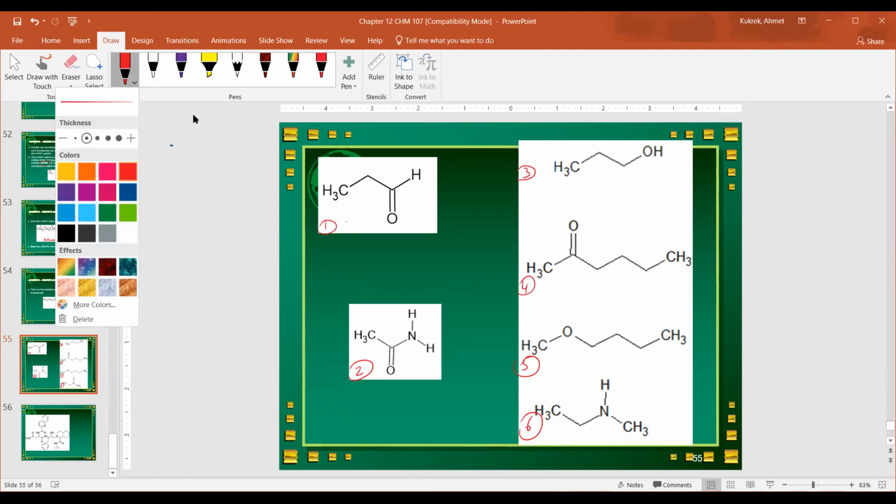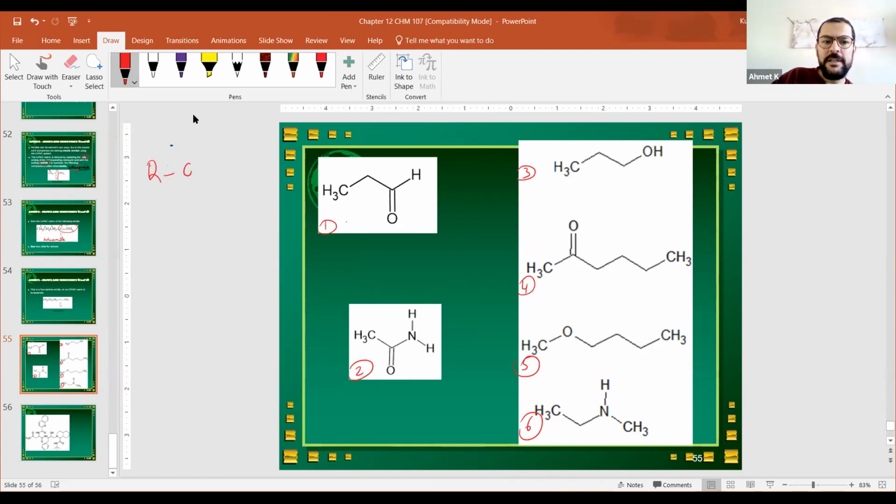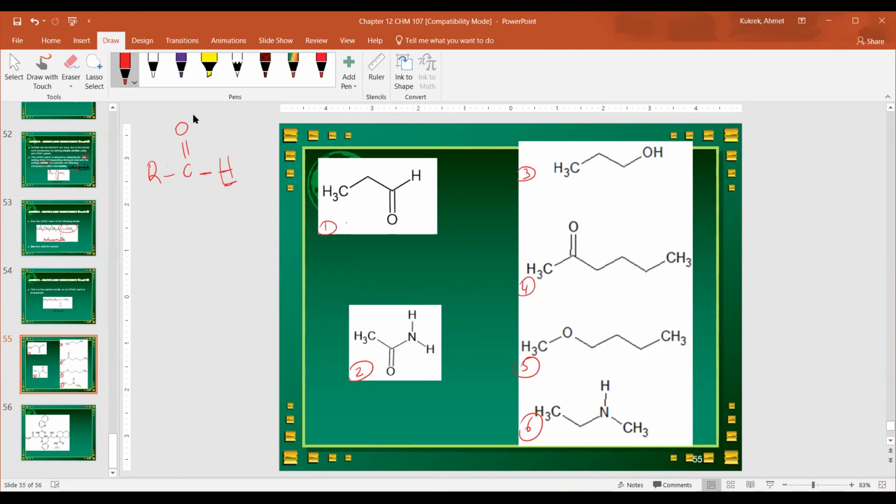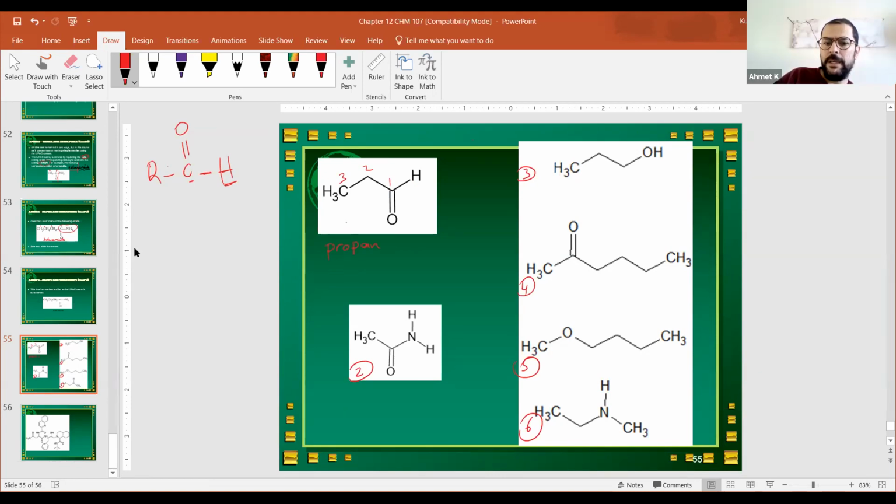So again, for aldehyde, what was our functional group? I need to look for R attached to a carbonyl, but I need to have a hydrogen, right? So the hydrogen must be there next to the carbonyl. As you can see, number 1 is my aldehyde. This is my carbonyl attached to hydrogen. Everybody see that, right? So number one is my aldehyde. So how would you name number one? One, two, three. It'll be propane and propanal. Propane, drop the E, add AL. Very good. All right, so we checked out propanal.